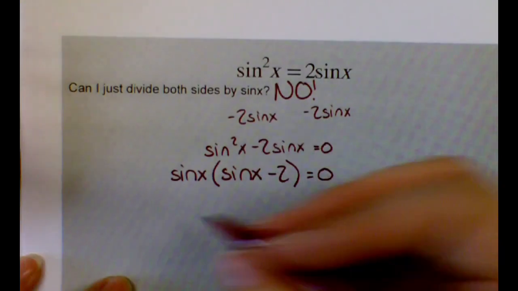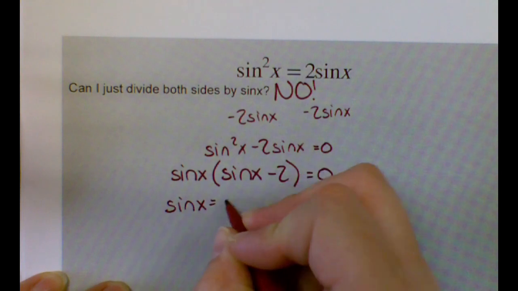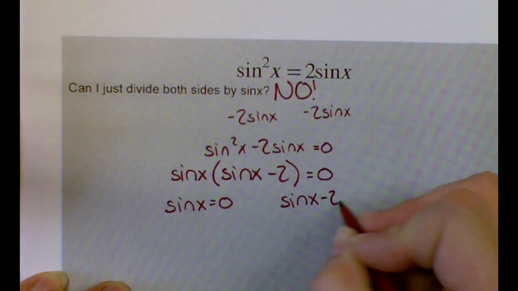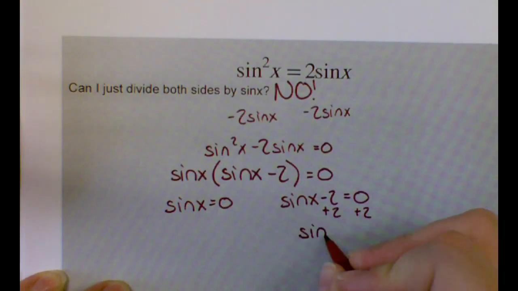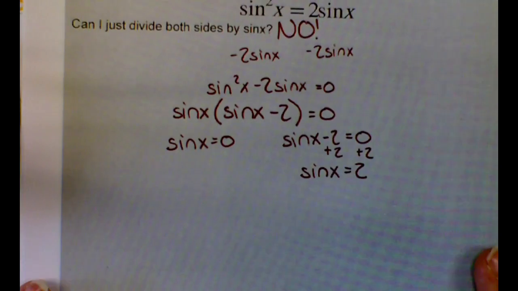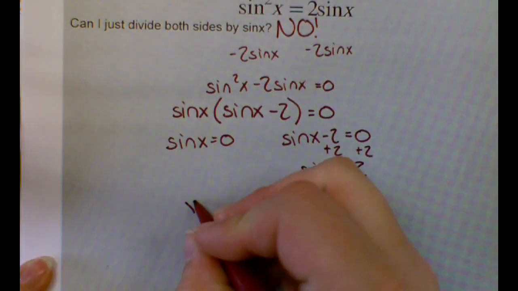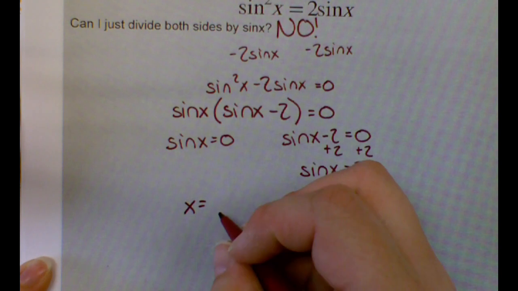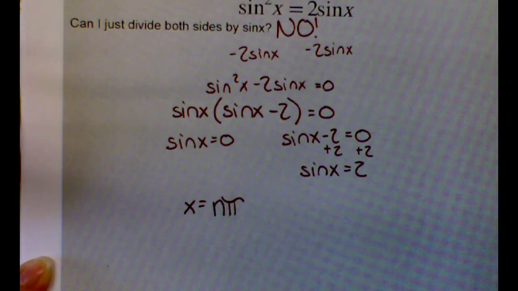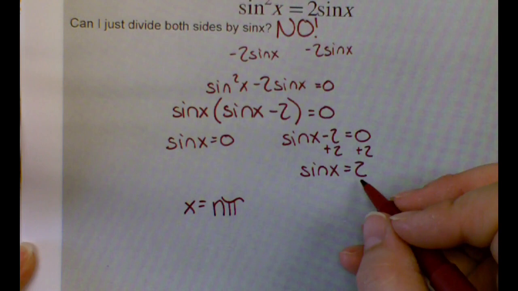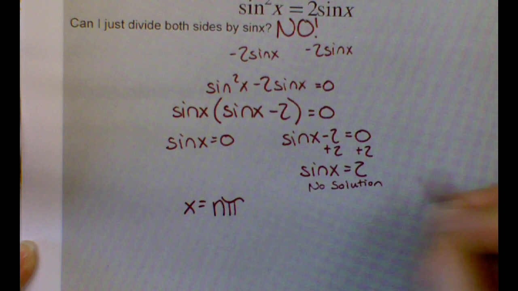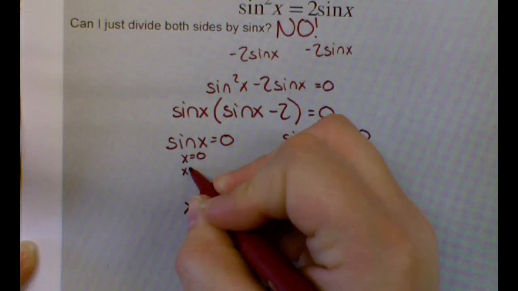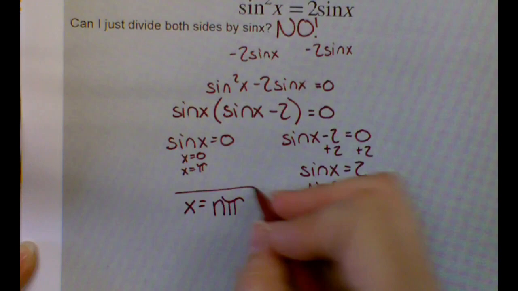And then we set both pieces equal to 0. So sine of x equals 0, and sine of x minus 2 equals 0. Get that sine alone, I'll add 2 over. Sine of x equals 2. All right, where does sine of x equal 0? Well, that is at 0, pi, 2 pi, 3 pi, 4 pi, every whole number pi. So I'm actually just going to call it n pi. Where does sine of x equal 2? Nowhere. Not possible. So here this goes 0, this goes pi, on and on, so n pi.